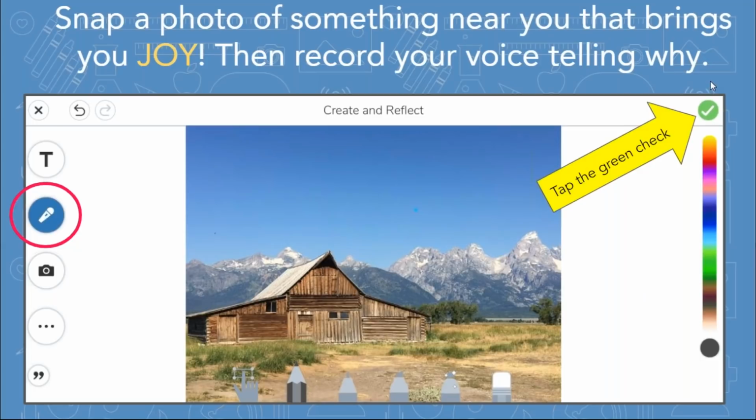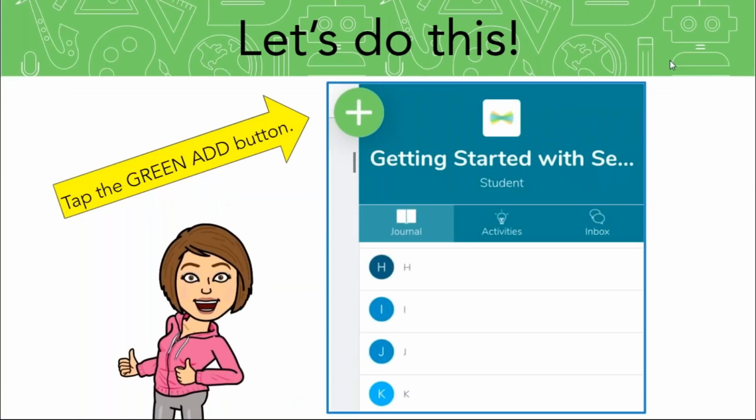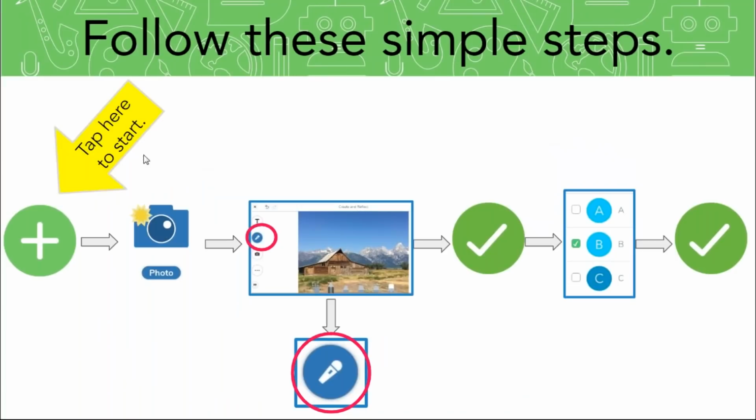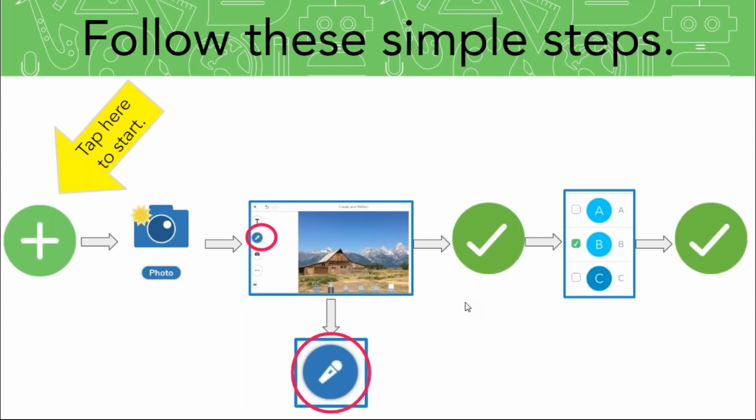So you'll then tap on that green check, choose a letter of the alphabet that represents your first name or any letter you want. This is just practice. So here we go. We're ready. You're going to tap on that green add button right now and follow these simple steps. Tap on that green add button, take the photo just like you did before, tap on the microphone and record your voice telling why that picture brings you joy. Green check, choose a letter, green check. And I'm going to play some music while we play on Seesaw.